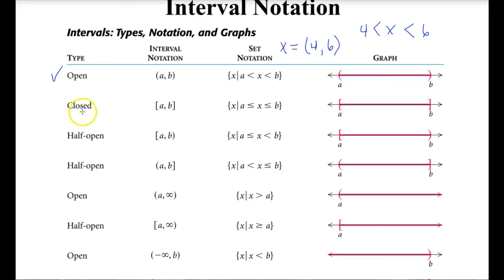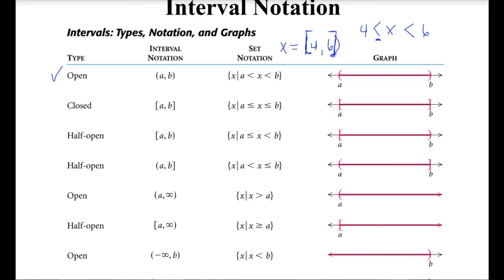Now, if we were doing a closed interval, then the difference would be that now we would have less than or equal to here. And now our parentheses would turn into brackets. The brackets mean that we can include the endpoints or the end values, whereas with the parentheses, we cannot.